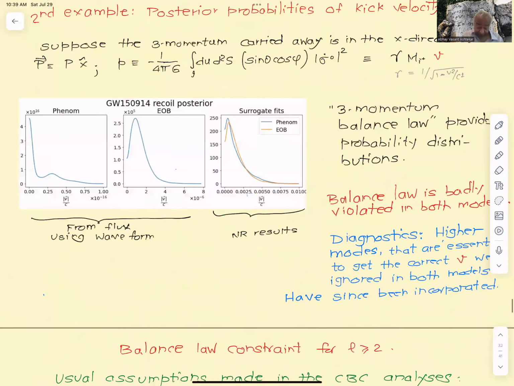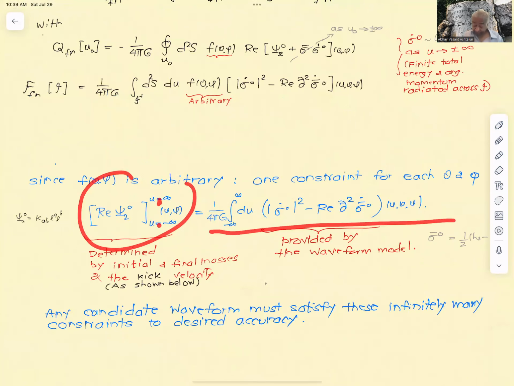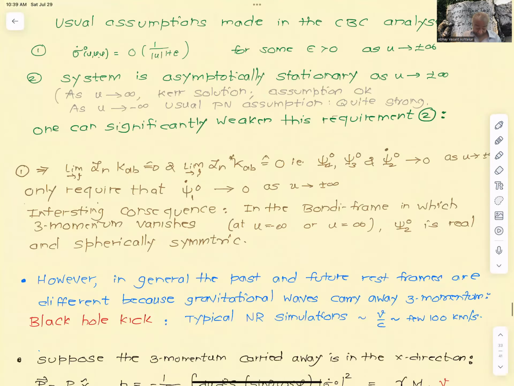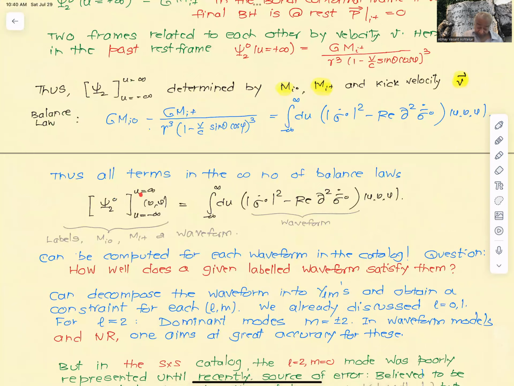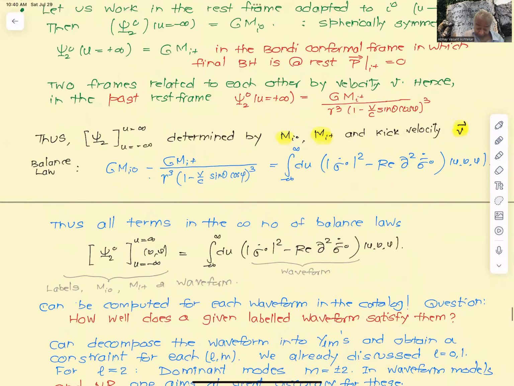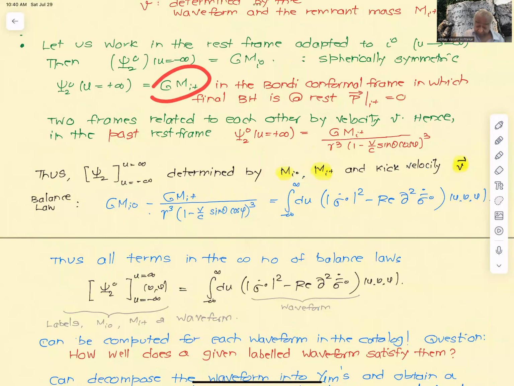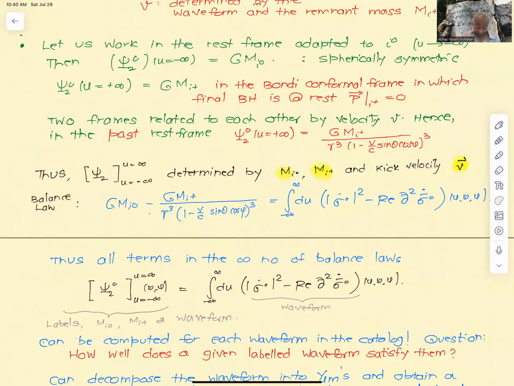The balance law will just say that the difference between psi 2 naught is given by this flux integral up here. So I'm just using that balance law now. And that balance law just tells me that psi 2 naught at plus or minus infinity is a difference between M, I naught, and this quantity up here. That is a difference between the two.